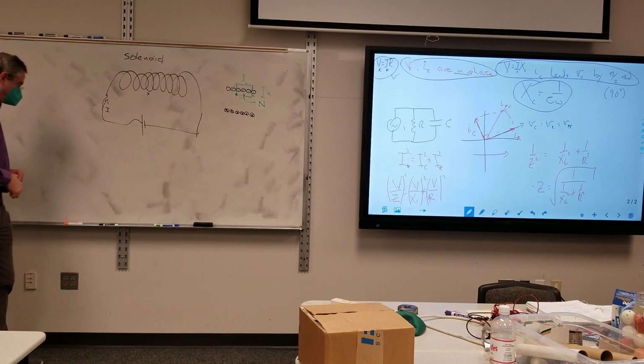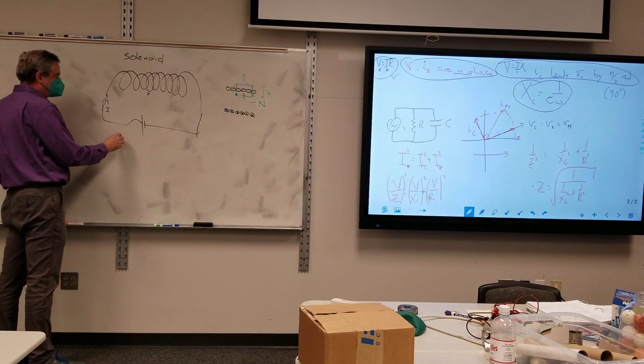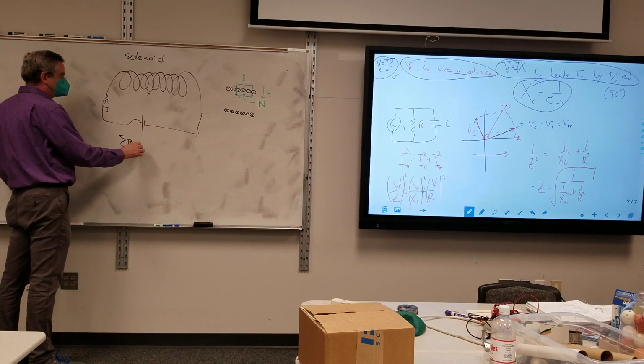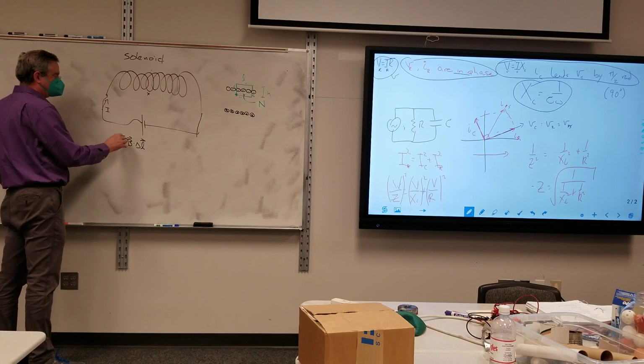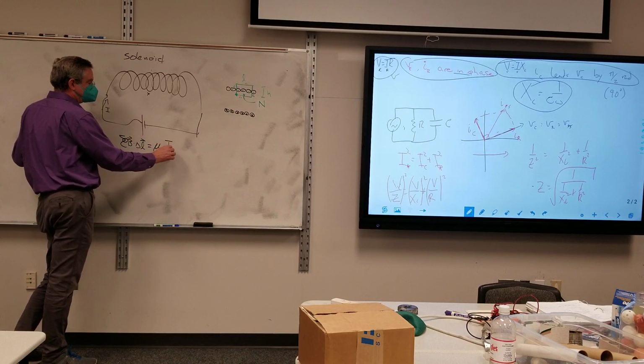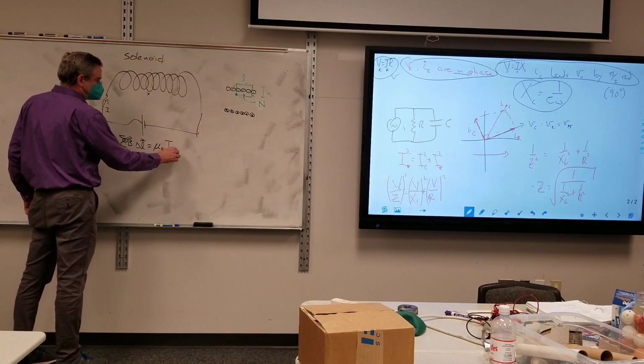And we're going to exploit Ampere's law. Ampere's law tells us that if we add up the magnetic field times the length all the way around some closed loop, that's going to be equal to mu naught times the current that's flowing through the loop. So through loop.